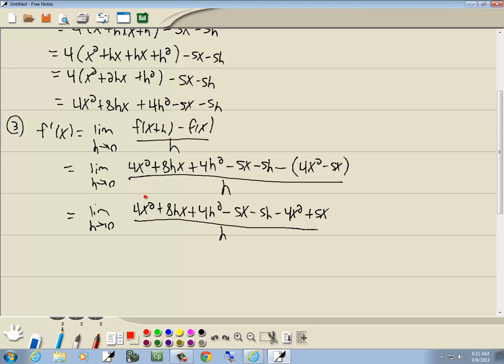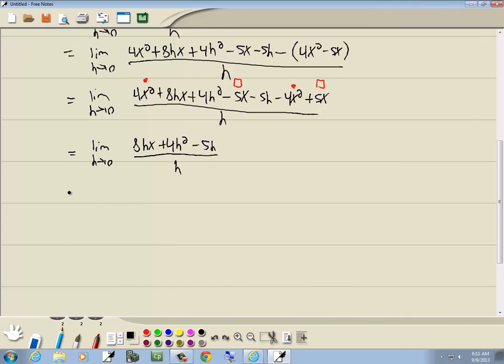Now combine together like terms. 4x squared minus 4x squared cancels. Negative 5x plus 5x is going to cancel. So we're left with the limit as h goes to 0 of 8hx plus 4h squared minus 5h. Let me double check that. I guess there's only 3 things left over h.